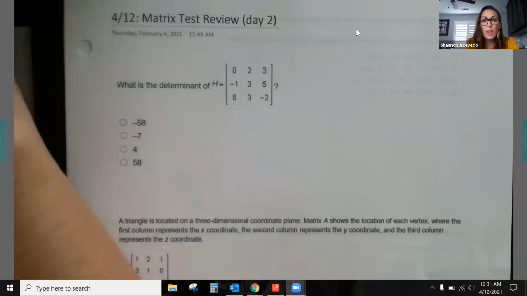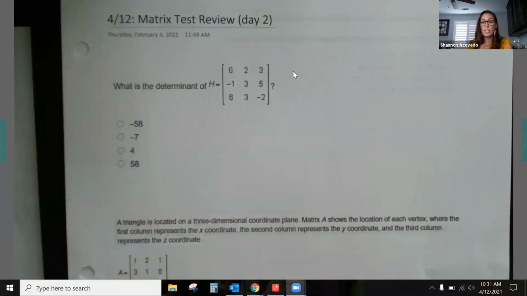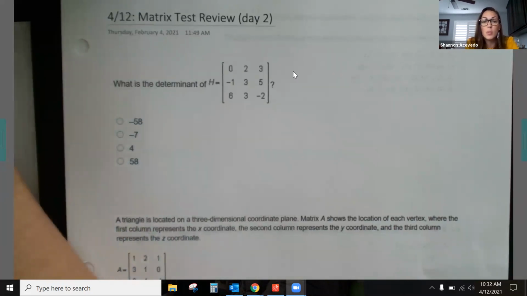All right, so this is going to be day 2 of the review. If you guys have any questions as I'm going through it, please make sure to reach out to me or just put it in the chat or unmute yourself so I can get anything you might have before you take the test today. So first problem here, it says, what is the determinant?